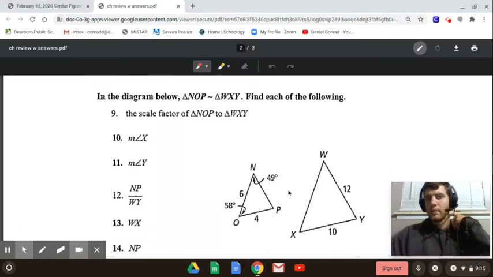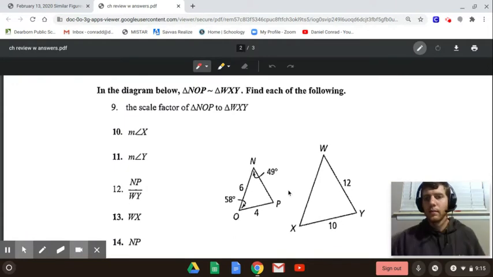Okay. And then 9 through 14, again, that's kind of like a combination of the last two videos. So you need to find the scale factor. So we need to figure out how much larger one is than the other. You need to check the ratios, you need to check the angles and see which ones line up, right? So just a pointer here.